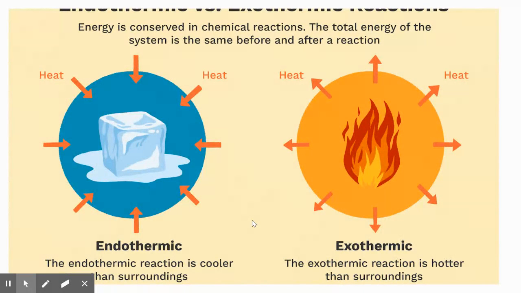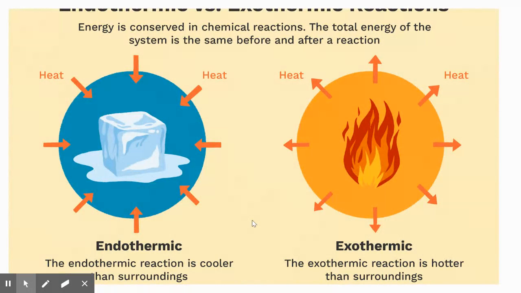All right, so here are examples of each one. An endothermic reaction is like an ice cube melting. An endothermic reaction is cooler than the surroundings. So heat is being used, that energy is being put into the system to melt the ice cube. The heat has a job to do, it needs to melt the ice cube, and it is being pulled inwards by the ice cube, essentially, and that is cooling the surroundings.